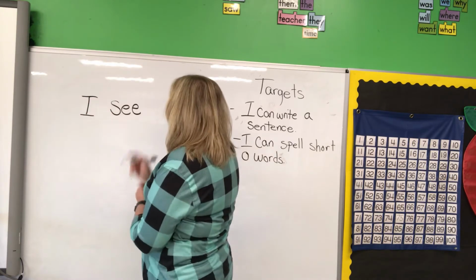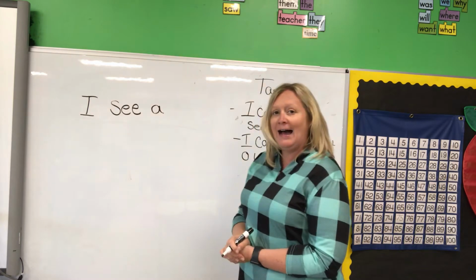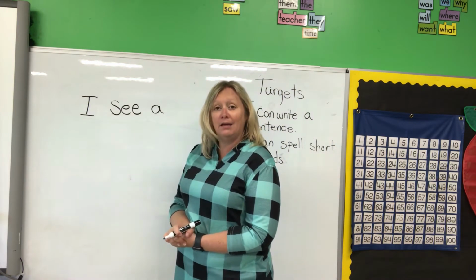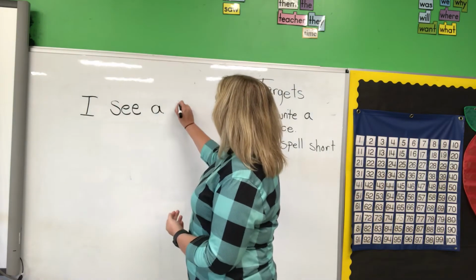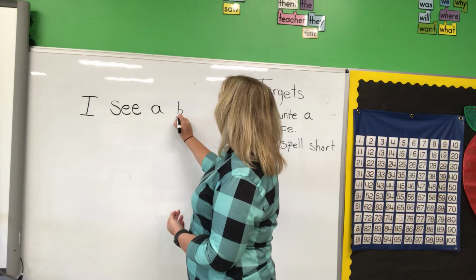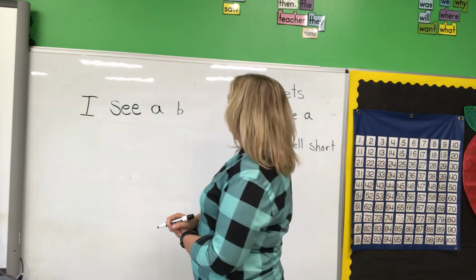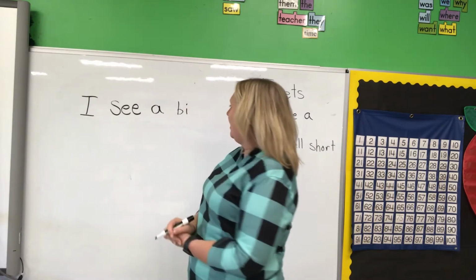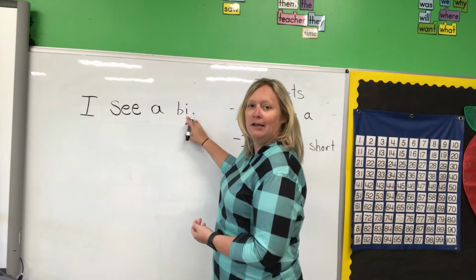I see a, that's also a sight word. I see a. Now I'm going to write the word big. I need to stretch out that word big. B, b, b. I hear a B. What do you hear? B, I. I hear an I. I see a b, i, g, g, g.